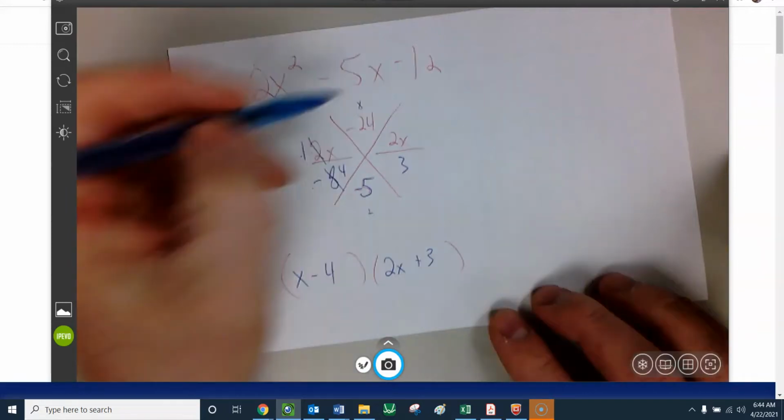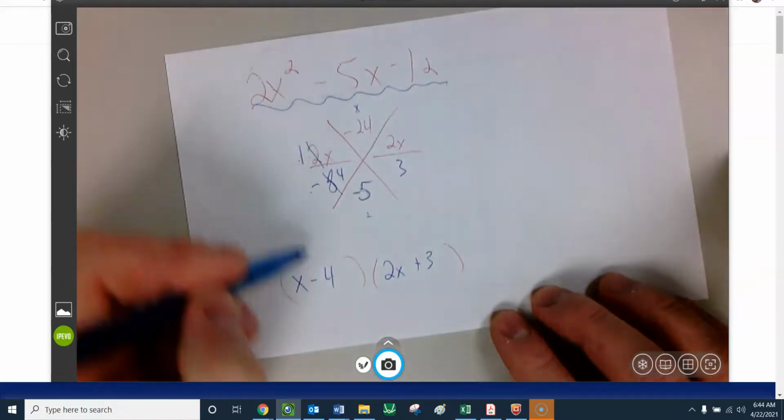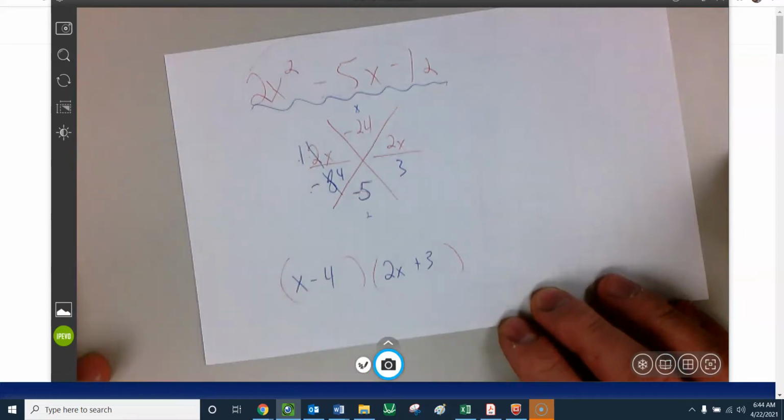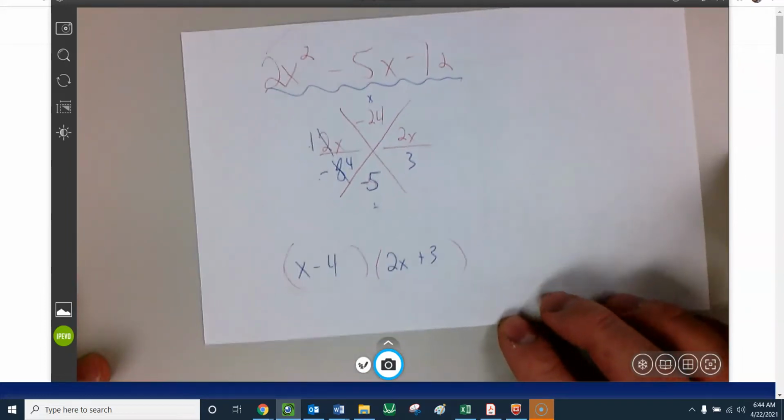We pulled it apart. This is some expression. I did the double distributive property backwards using the X method, and I got these two factors.